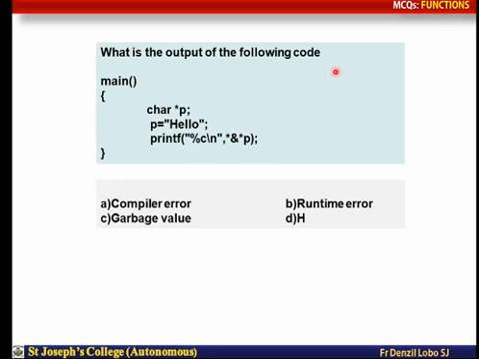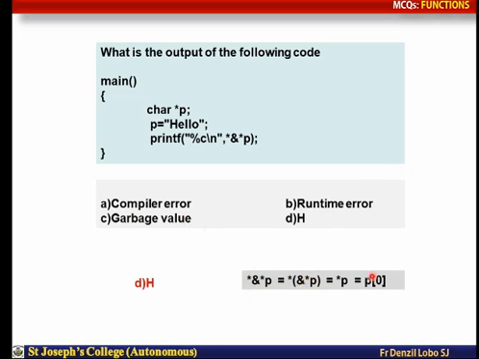Here, what is the output of this code? We're assigning hello to pointer P and you are going to print. It's going to be a compiler error, runtime error, garbage value, or H. It is going to print H. Why? Now this could be simplified as star, brackets, ampersand, and so on. Now these two cancel, and these two cancel. Therefore, it is going to be star P.